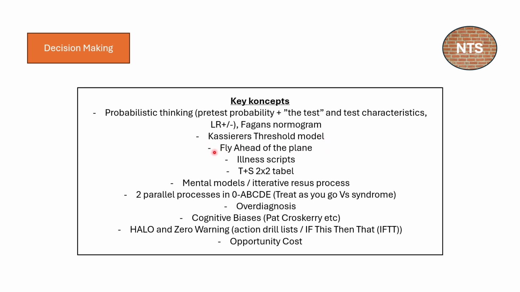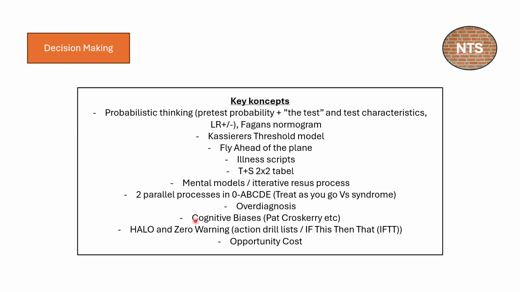Fly ahead of the plane is a central concept here as well. Illness scripts we talked about, the time-critical and serious, or the likely, T plus L, two tables, mental models, and iterative processes when it comes to decision making in critically ill patients. We talked about two parallel processes in the OABCD: the treat-as-you-go, and the syndromic treatment. We talked about overdiagnosis and the balance and acceptable miss rates.